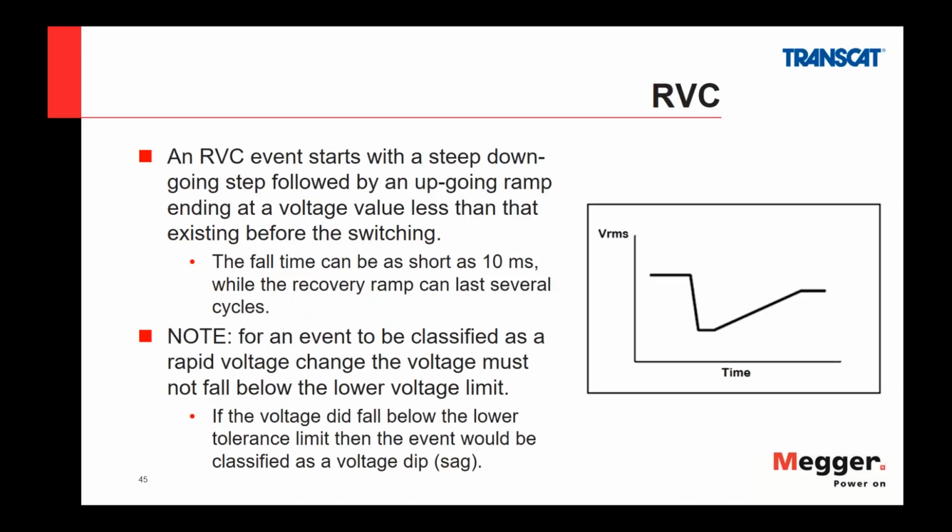So typically, an RVC event starts with a steep down-going step followed by an up-going ramp, usually ending in a voltage that's less than where it started. So the fall time could be very short, while it can take several cycles for it to ramp back up. For an event to be classified as an RVC event, the voltage must not fall below the threshold limit set. If it did, it would then be classified as a dip or a sag.